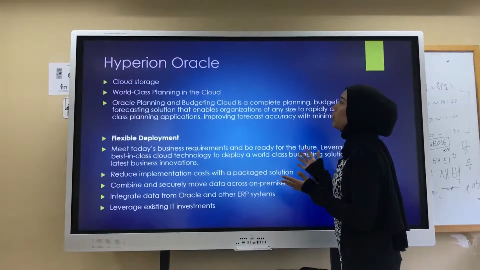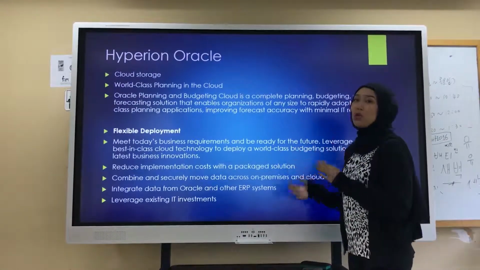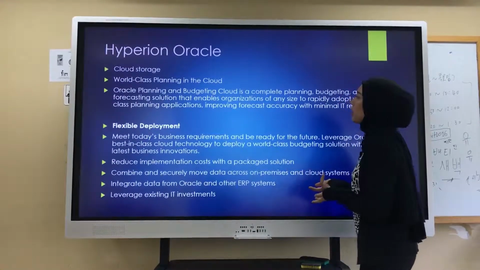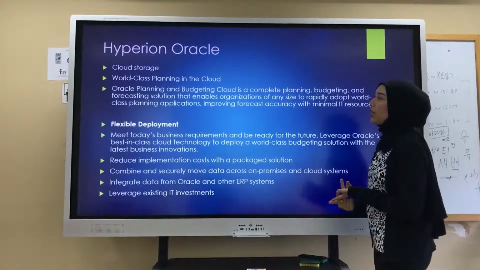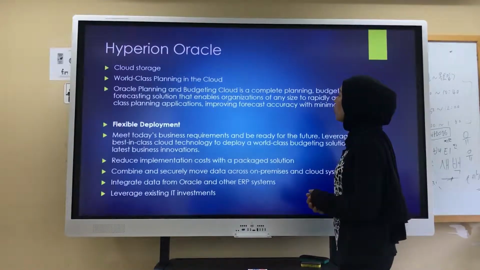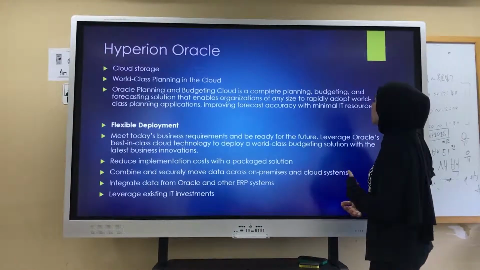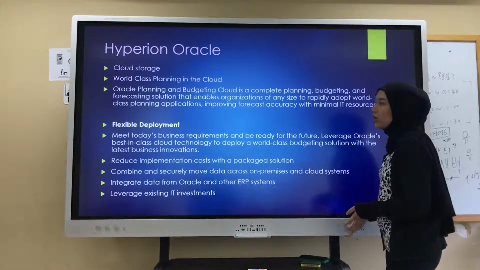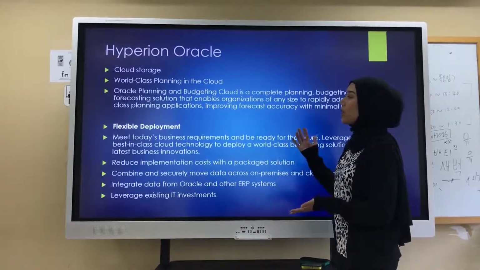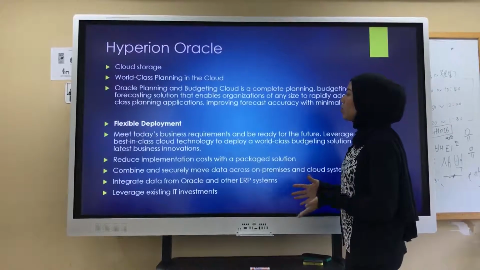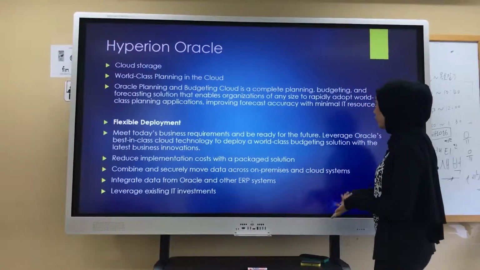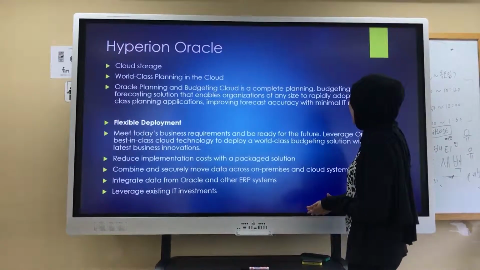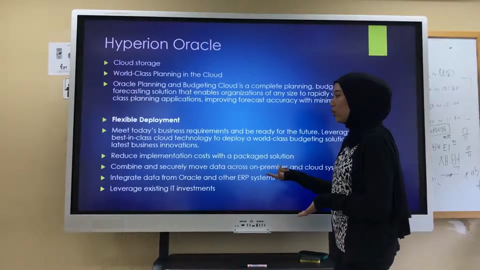So the reason why we use Hyperion Oracle is because of the cloud storage. It is world-class planning in the cloud, where Oracle Planning and Budgeting Cloud is a complete planning, budgeting and forecasting solution that enables organizations of any size to rapidly adopt a world-class planning application, improving forecast accuracy with minimal resources. One of the characteristics is flexible deployment, where they meet today's business requirements and are ready for the future, leveraging Oracle's best-in-class cloud technology to deploy a world-class budgeting solution with the latest business innovations.